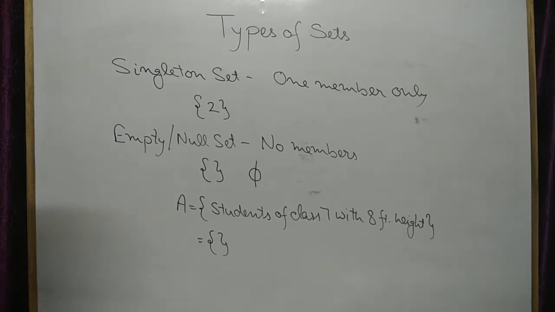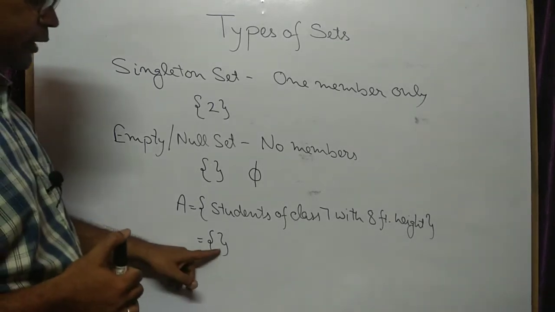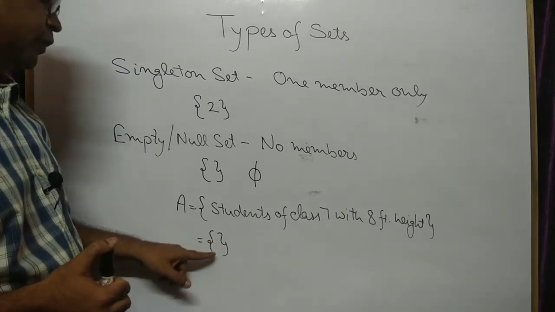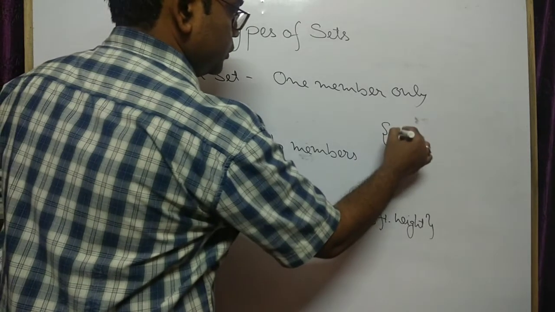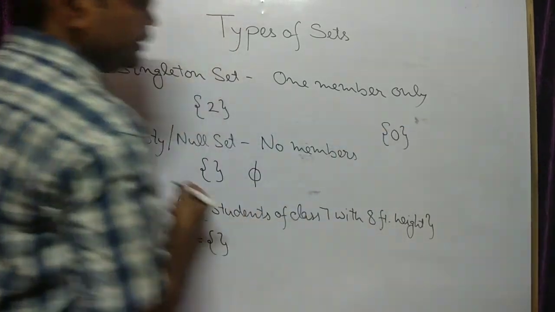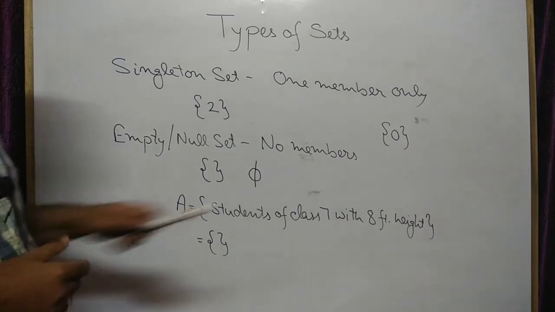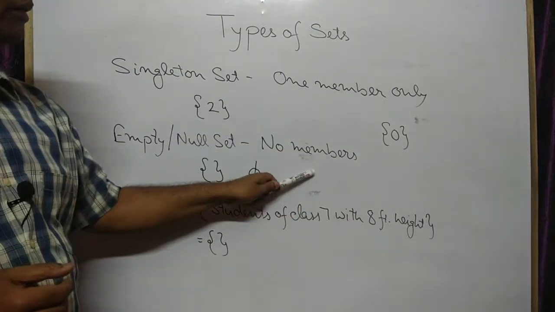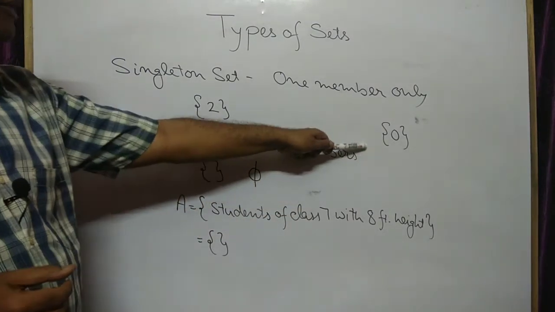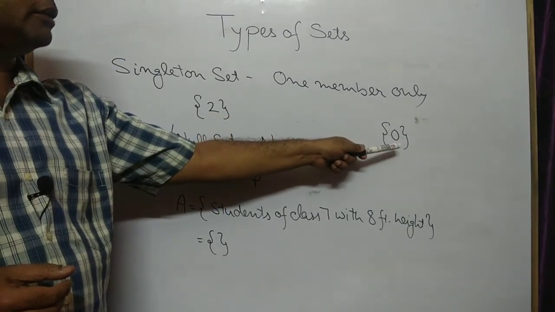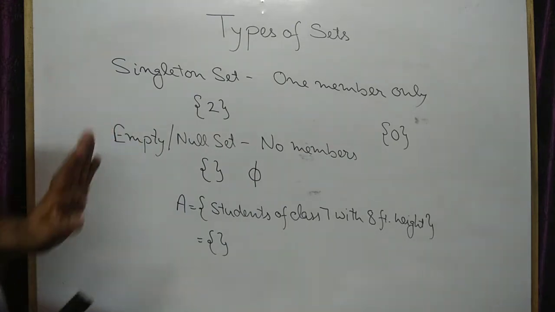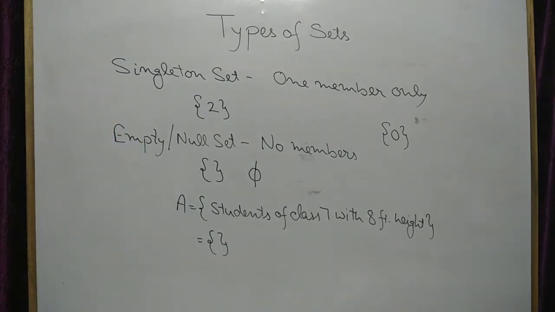Someone confuses that if 0 is written it means no member. No, if within braces we have only 0, this one is not an example of an empty set. This one is an example of a singleton set, because one member is there, and that member is 0. So hope this one is clear to you. Move to the next part.